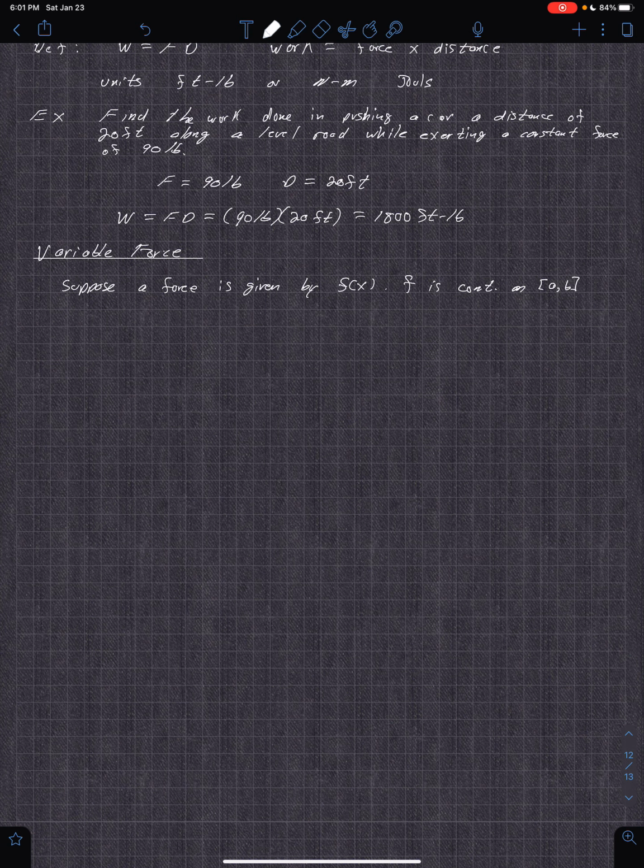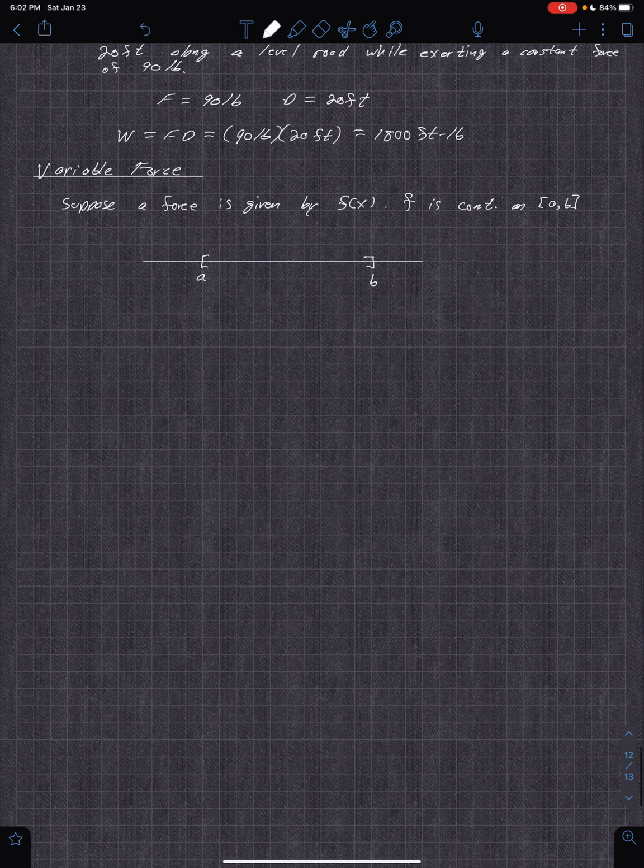And so you have some interval like this, a to b, and you might assume, show, whatever. So that's like your x-axis, and your force doesn't have to be like a vertical axis, like showing a force. It's just another force. So it could be graphed in many different ways. And so it's changing along this interval. So the force is different along each different value of x.